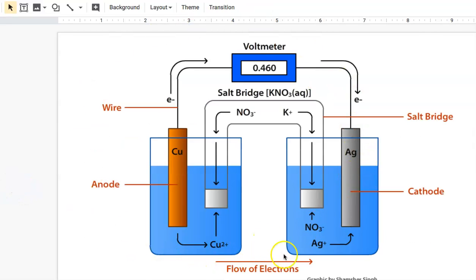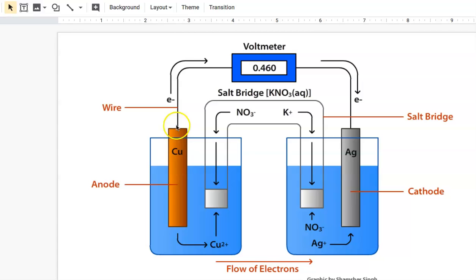So here we have our diagram of a voltaic cell. This could also simply be called a battery. So we have a copper anode, a piece of solid copper, and a silver cathode, a piece of solid silver. They're both submerged in solutions. Here we have copper with some nitrate, that's some NO3, and silver with some nitrate, some NO3. And they're connected by a wire. Now this is going to allow the electrons to flow from the copper to the silver, and we can see that if we hook up a voltmeter, we would get a voltage here.